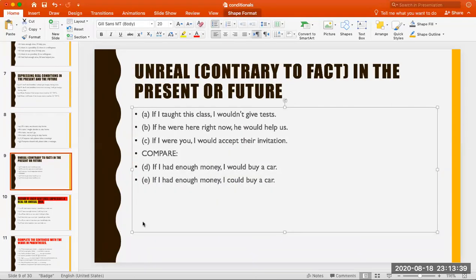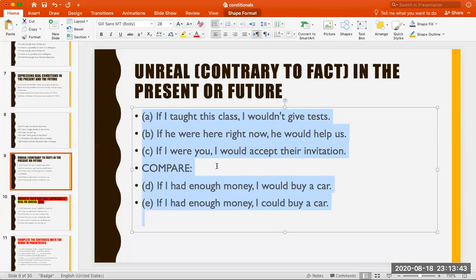Okay, so we move to the second part. Rule number 2, conditional rule number 2, unreal or contrary to fact in the present or the future. Remember, if it is unlikely to happen in the present, we use the past simple tense to express this impossibility. If I taught this class, I wouldn't give tests. The real fact is that I don't teach this class, so I can't make a decision.